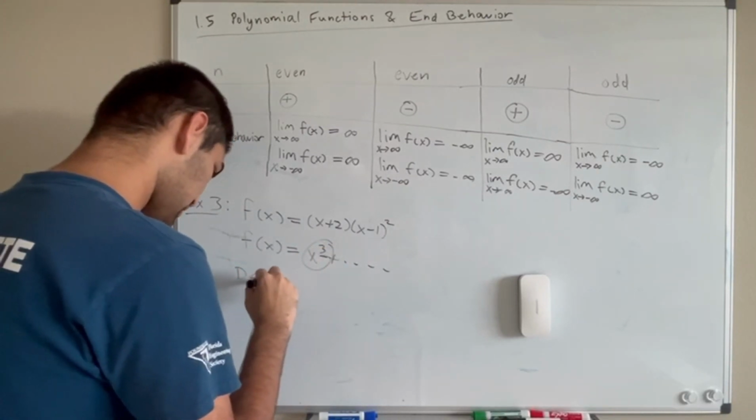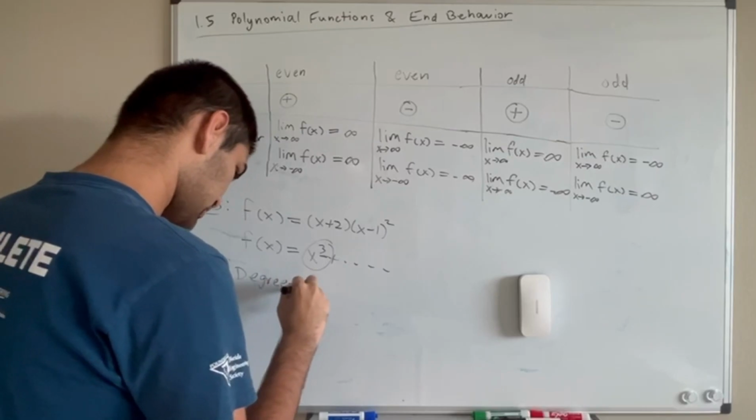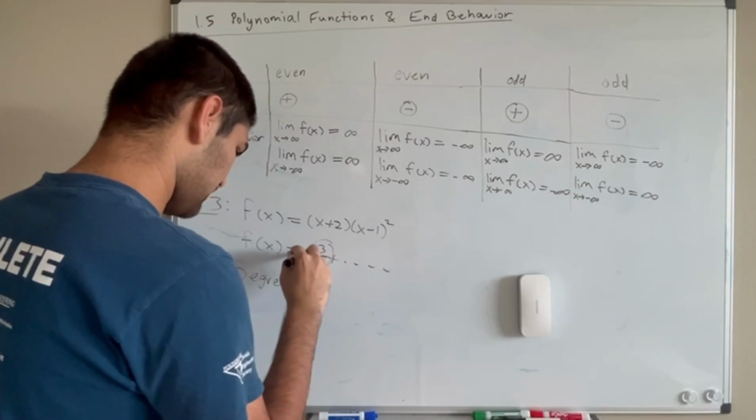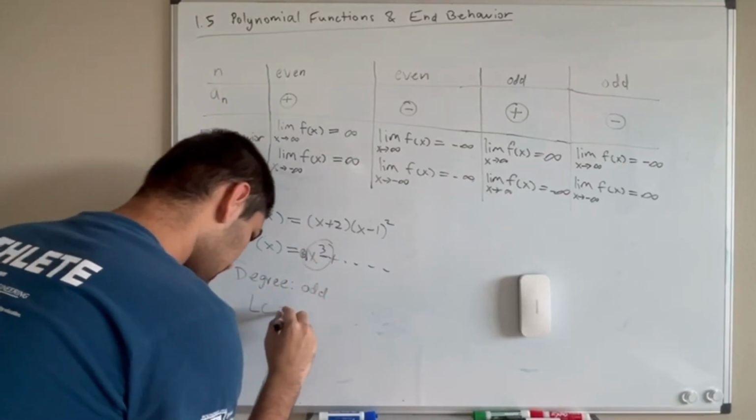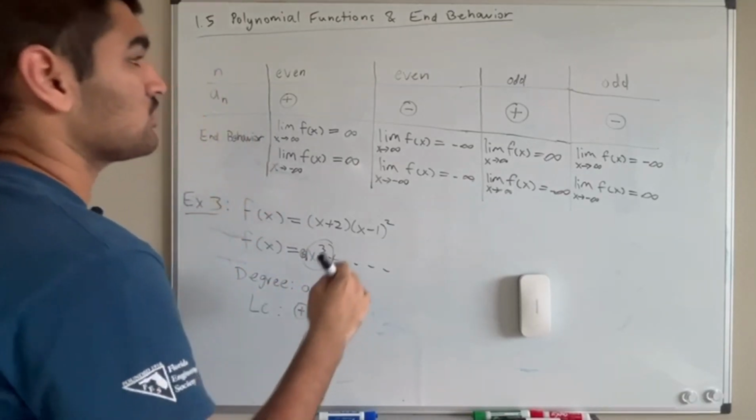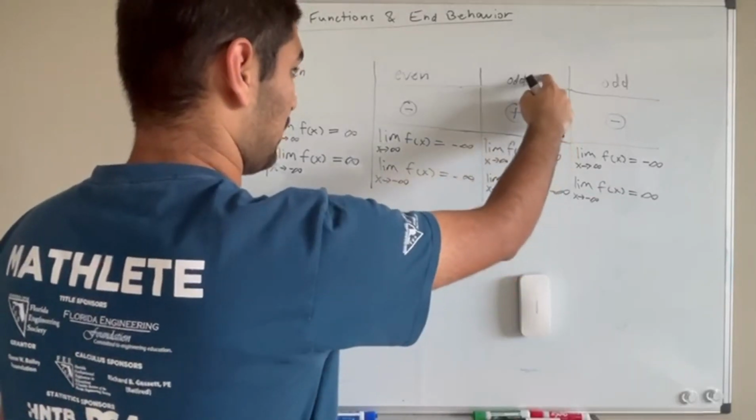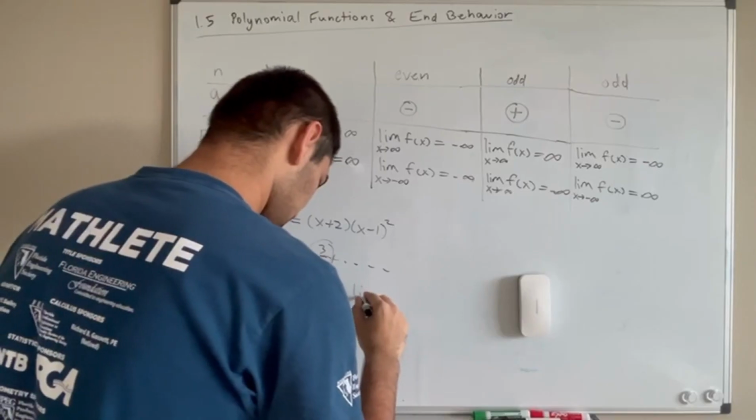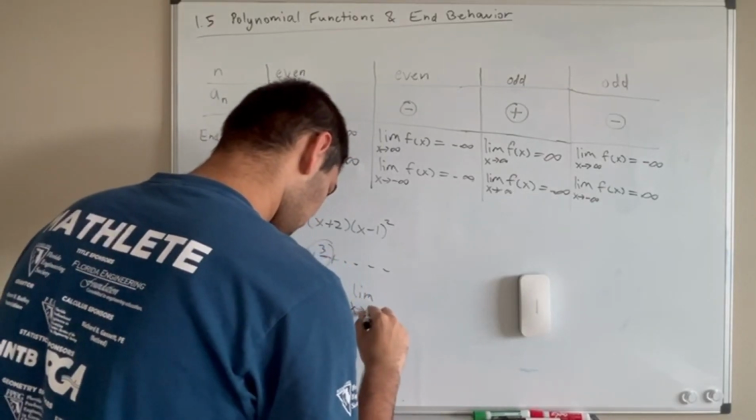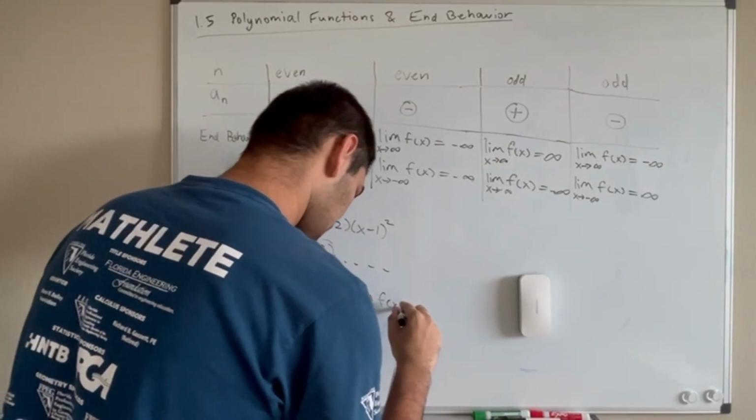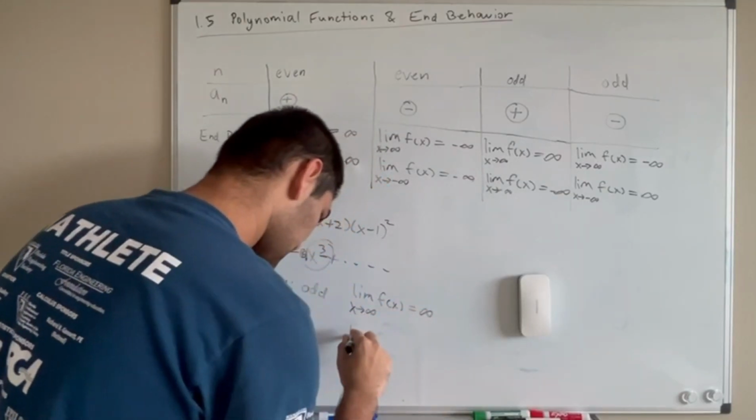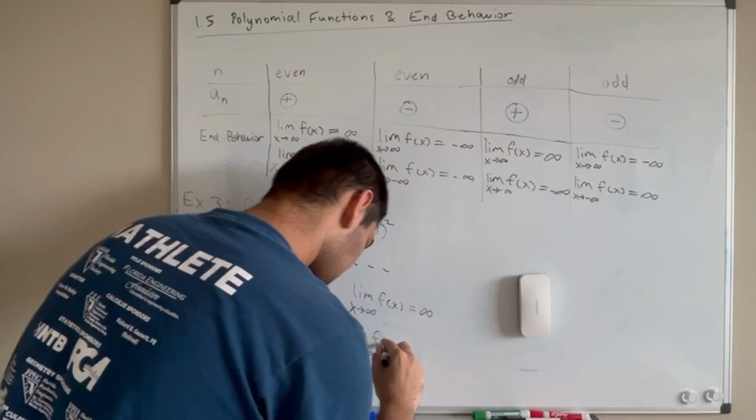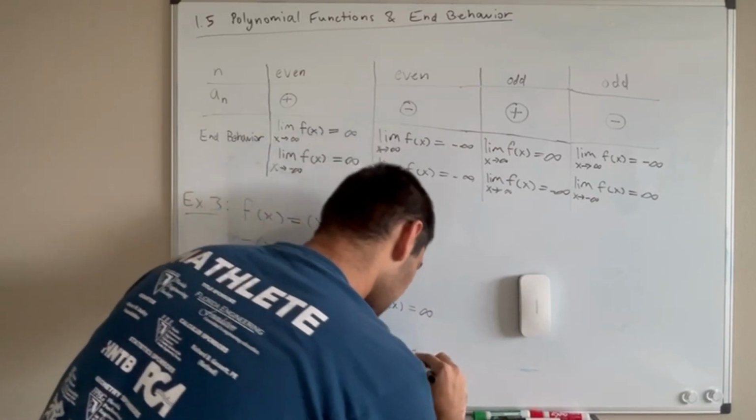So our degree is odd, and our leading coefficient is just 1, so it's positive. So we're looking at this case right here, odd degree, positive leading coefficient. So that's our end behavior. The limit as x goes to infinity of f of x equals infinity, and the limit as x goes to negative infinity of f of x equals negative infinity.